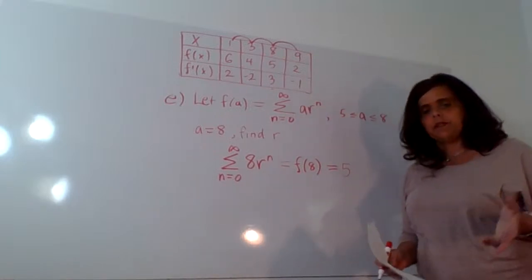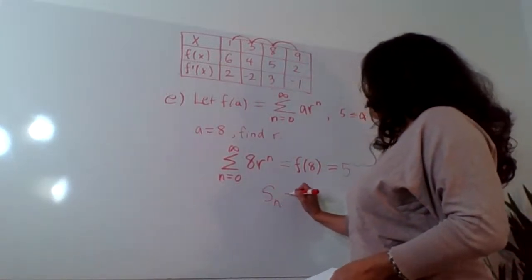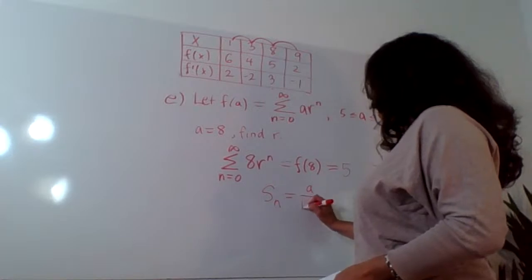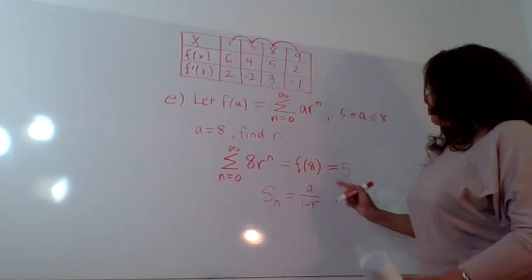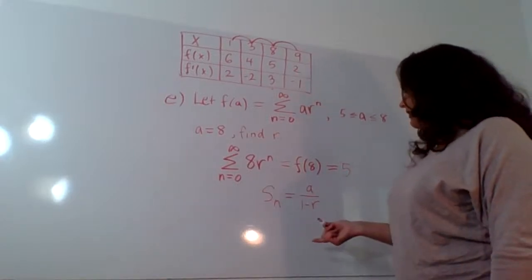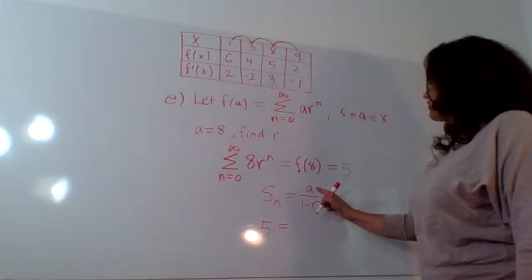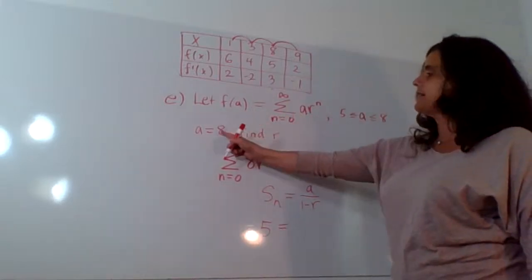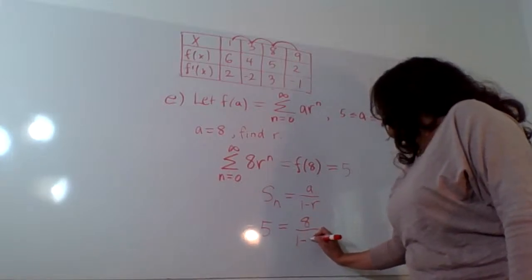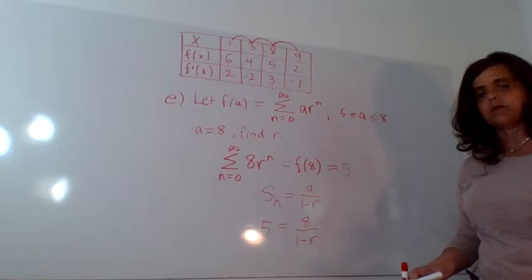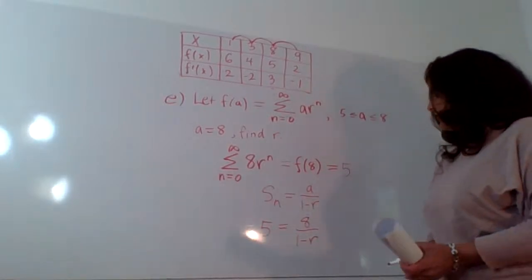I have a formula for the sum of an infinite geo series. That's S sub n is equal to the first term A over 1 minus R. So in this case, let's substitute in. We know that 5 is on one side of the equation, so I'll put the 5 for the sum. And on this side, we need the first term A, but we know that A is 8. And on the bottom, the unknown value is the common ratio R, and that's what we're solving for here. So that's an easy algebraic equation to solve.